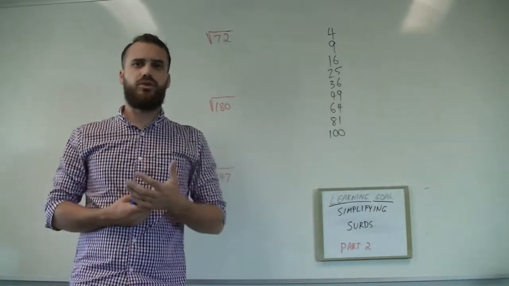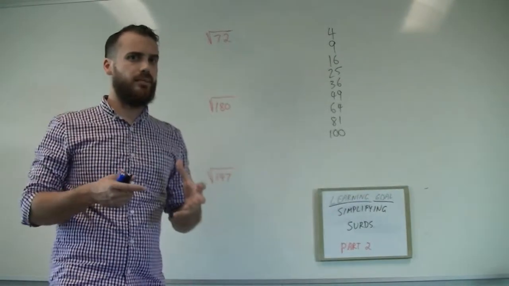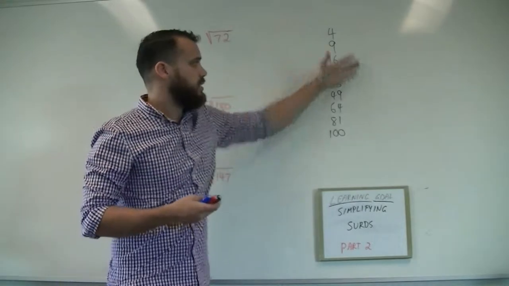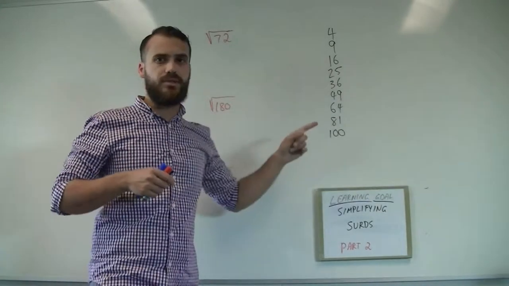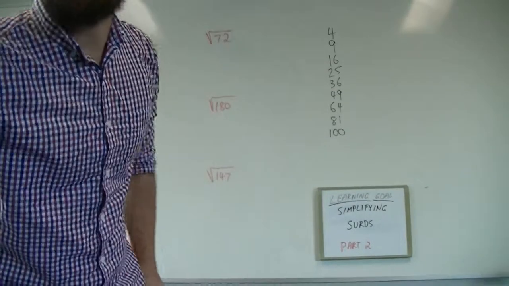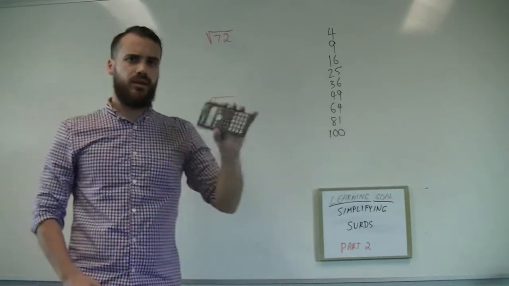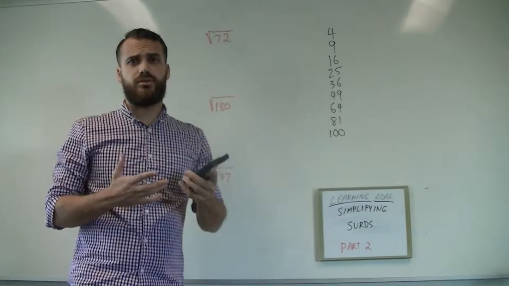The square root of 72. Now, how can I break that up in a way that one of the things I break it up into will be one of these square numbers? I'm not sure. I'm having a bit of a mental blank. I can't think of how I would do it. Calculator. I have a calculator here. Why don't I use it?